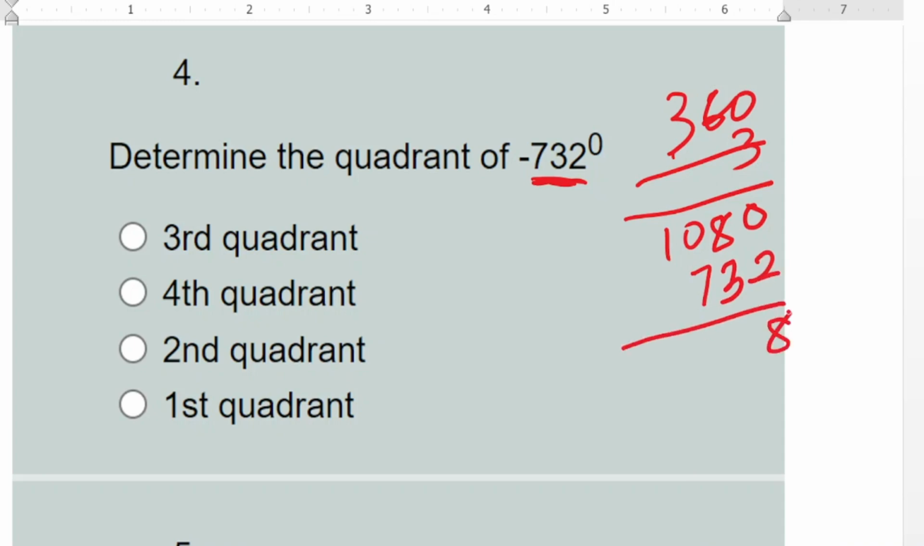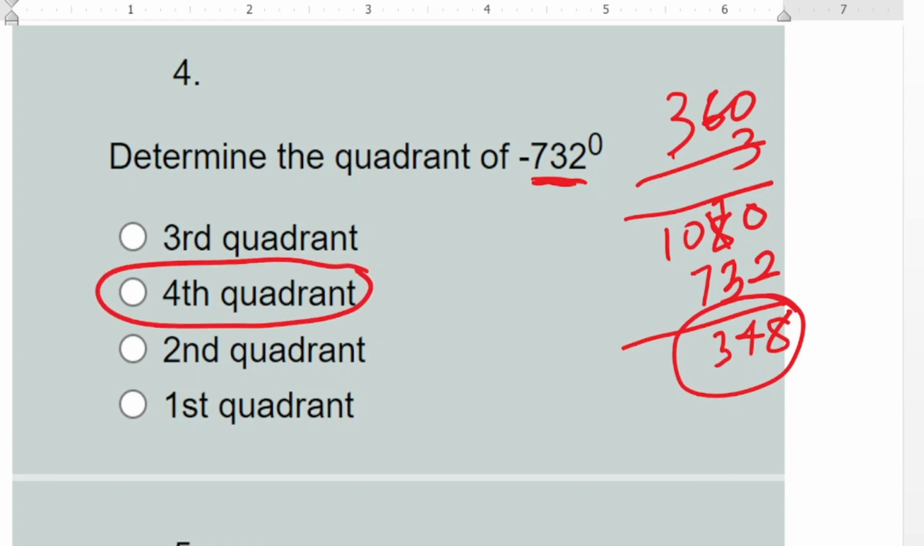So we have 8 here. This remains 7. This is 4 and this is 3. So you can see 348. And 348 falls in the what? In the fourth quadrant. Alright, so move to the next.